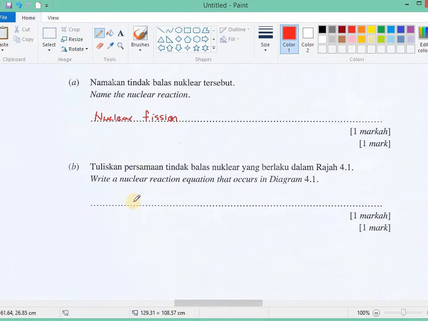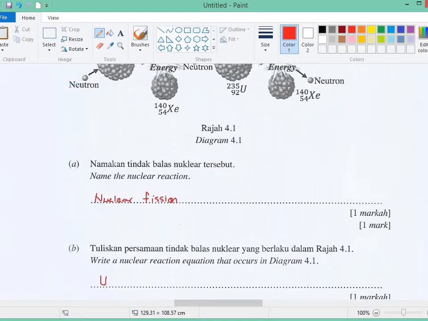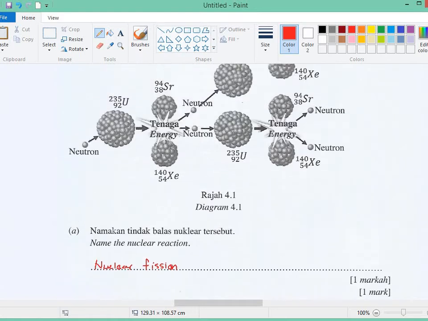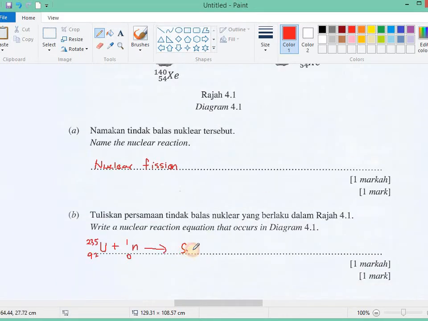So the nuclear equation will be the uranium, okay, 235, 92, plus 1 neutron, 1, 0, and then becomes strontium 94, 38, plus xenon 140, 54, plus 2 neutrons, 1, 0. Okay, like that.